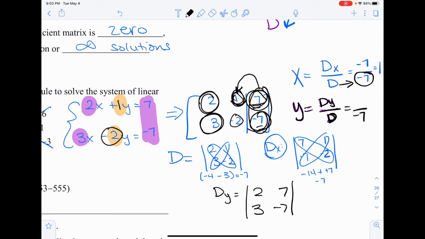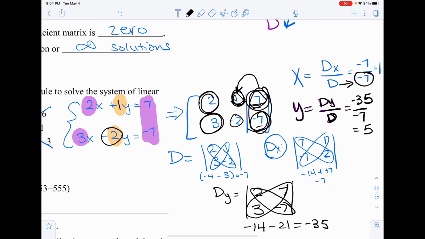So let's find that determinant. So we go diagonally as -14 minus 21, and that becomes -35. So that's our determinant adjusted for y. And that -35 over -7 is +5. So our solution, x comma y, is 1, 5. And that's our answer.